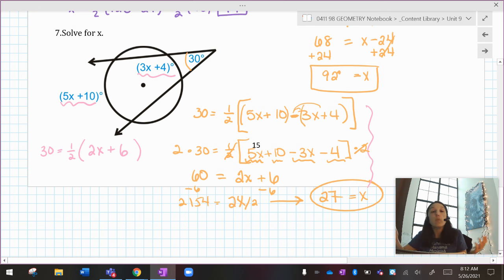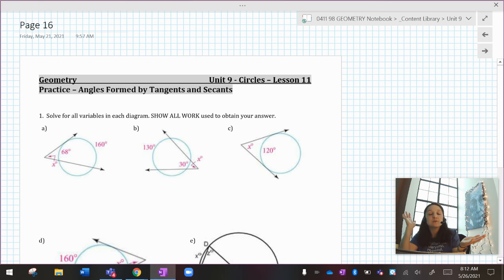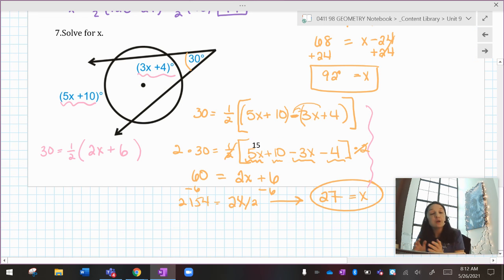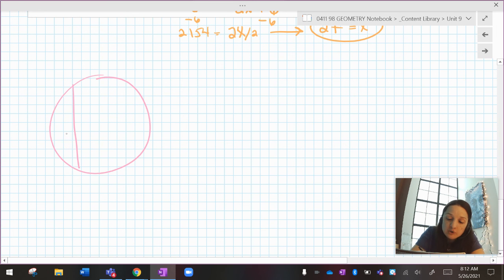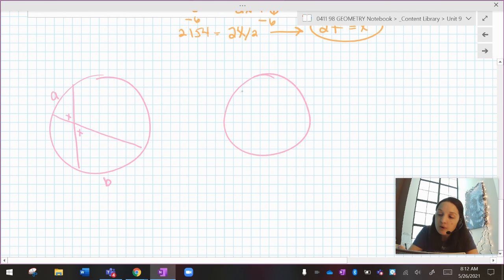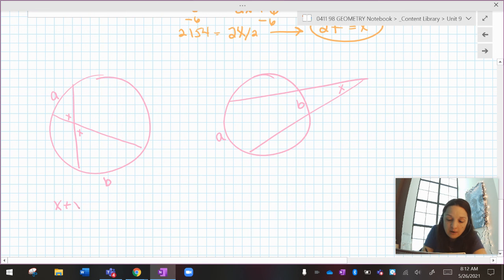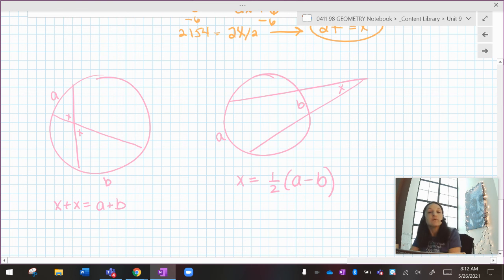All right. So we are done with this lesson and those examples. There is some practice coming up next. Just remember, we now have to compare and contrast. When we have two crisscrossy angles and they're inside the circle, it's angle plus angle equals arc plus arc. But when our angles start ducking outside, then the angle is half the difference between them. Inside, angle plus angle equals arc plus arc. Outside, angle equals half the difference of the arcs.